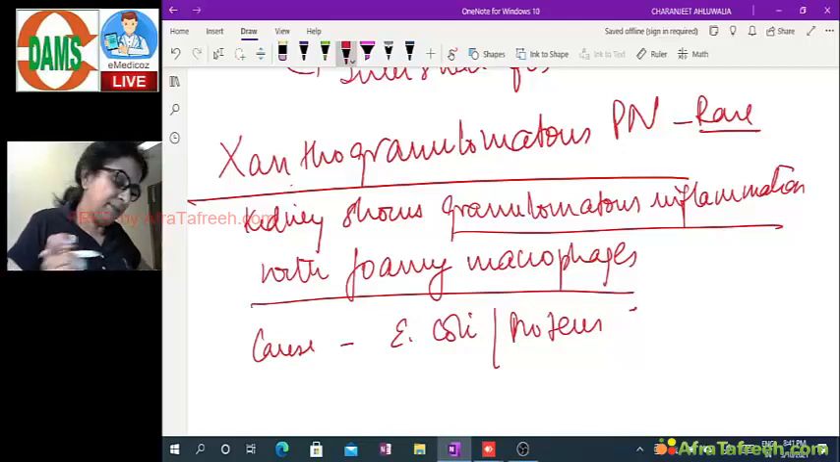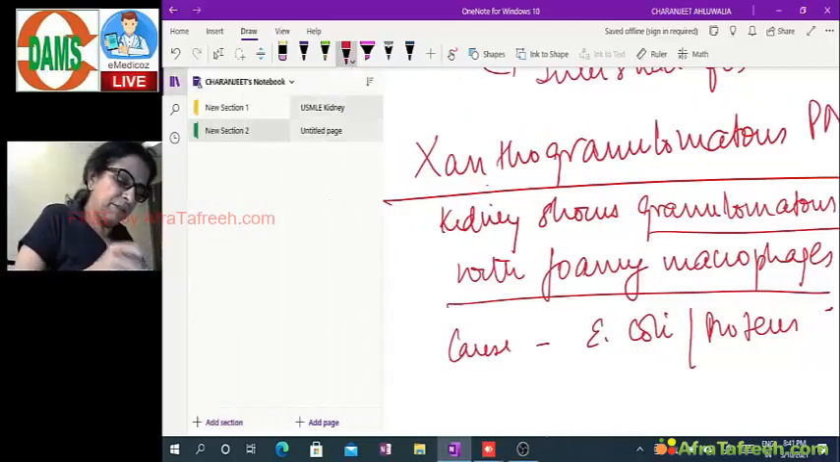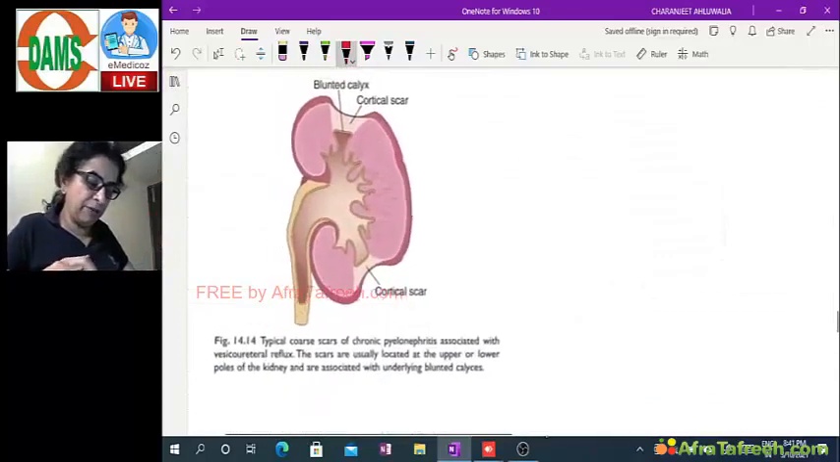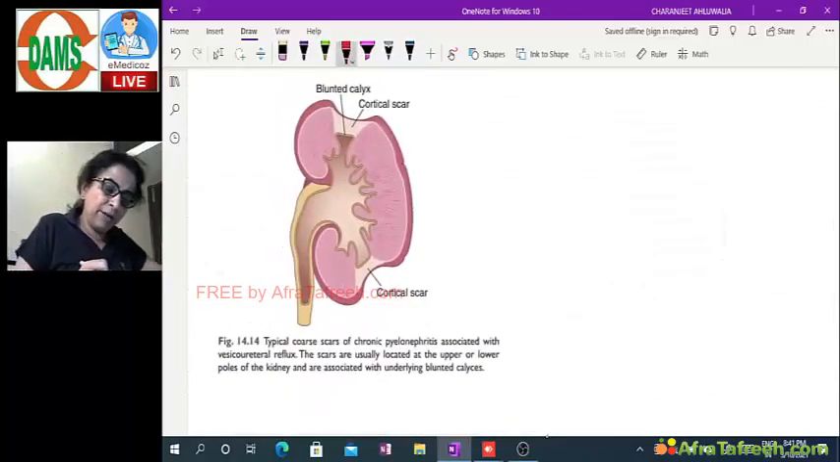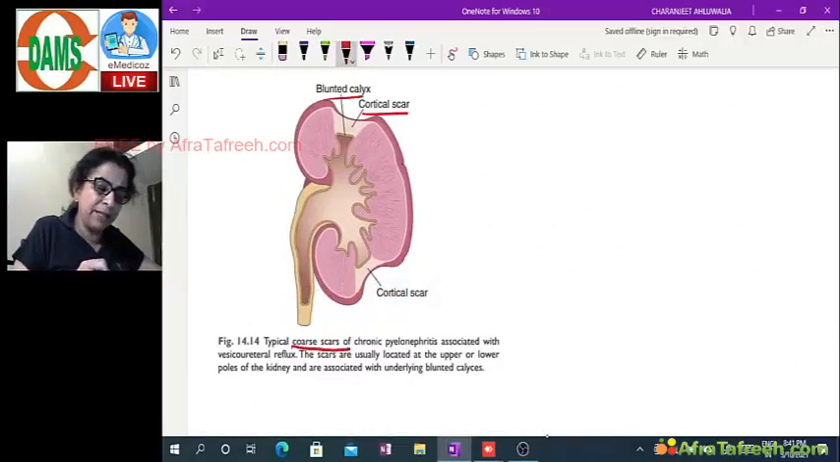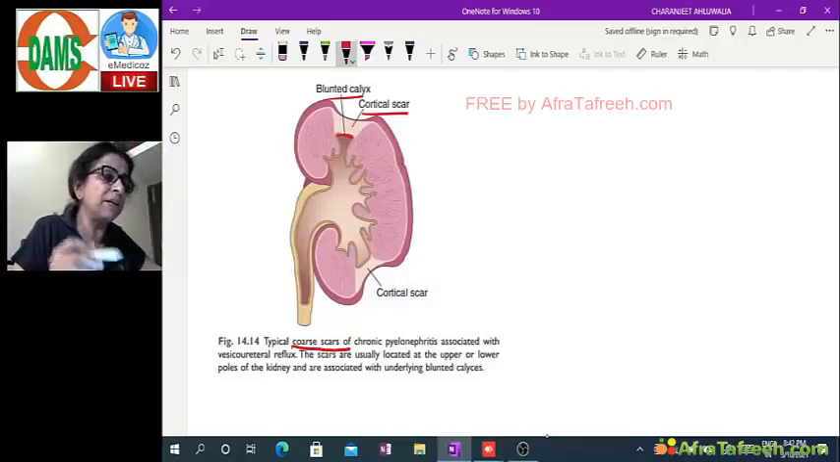We will cover one more entity before we finish. Now, this is chronic pyelonephritis. These are the coarse scars. See, this is a cortical scar. The scar is from the cortex to the medulla, and below that the calyx is completely blunted. The calyx has become blunted like this, so it is sitting on a blunted calyx.